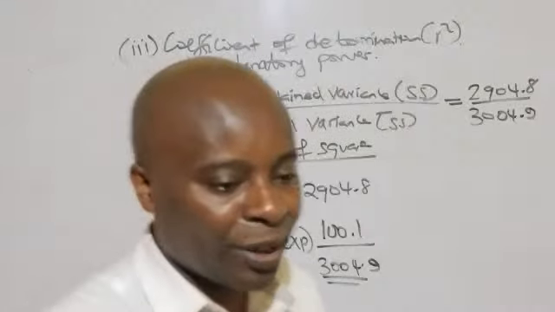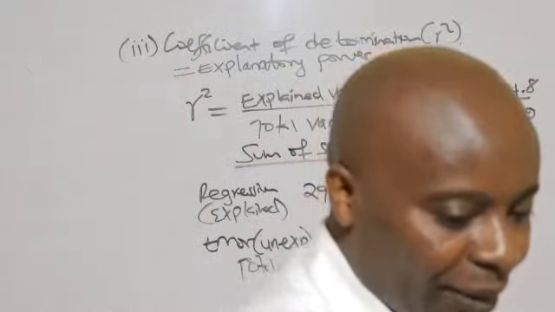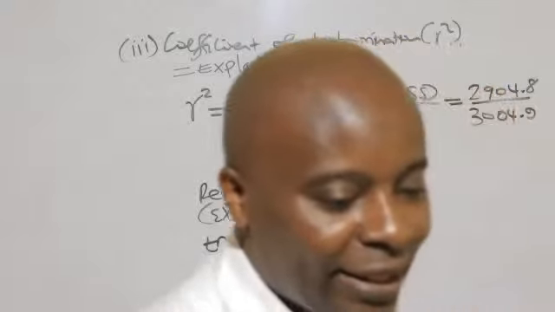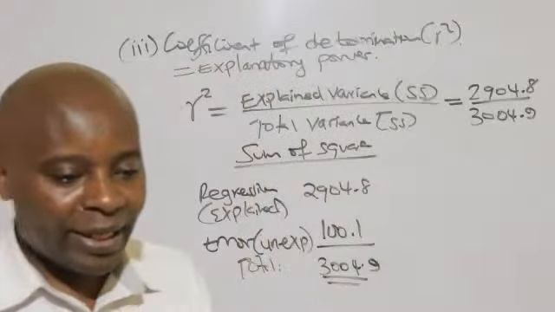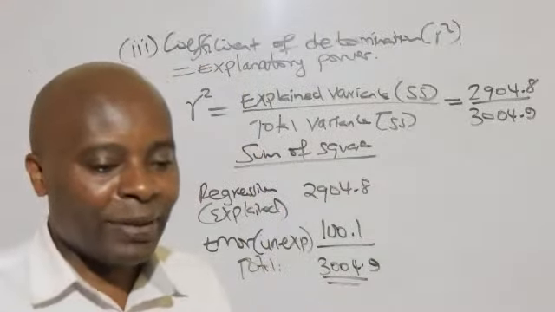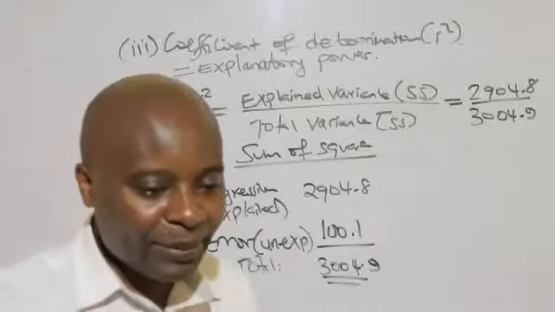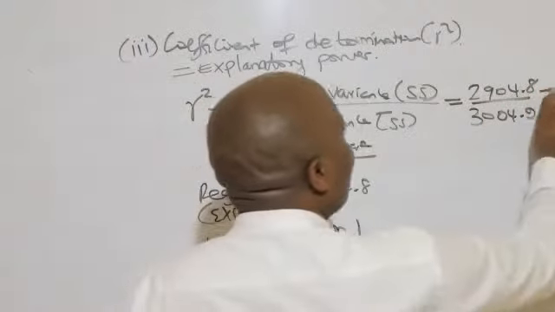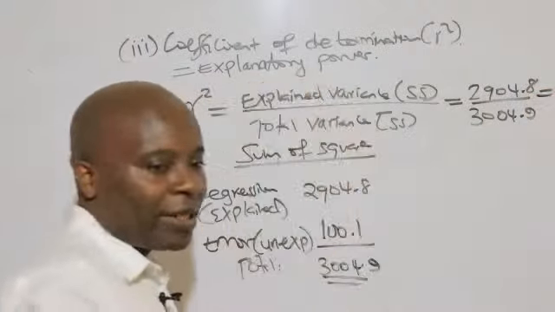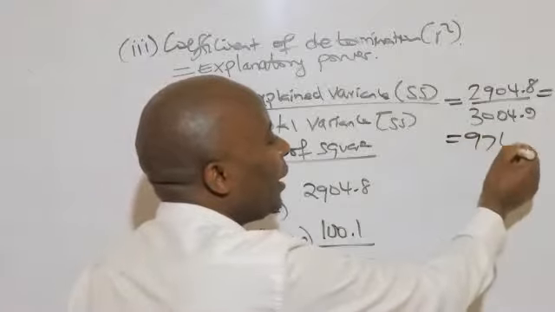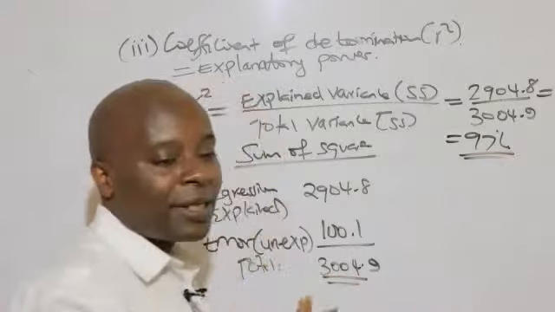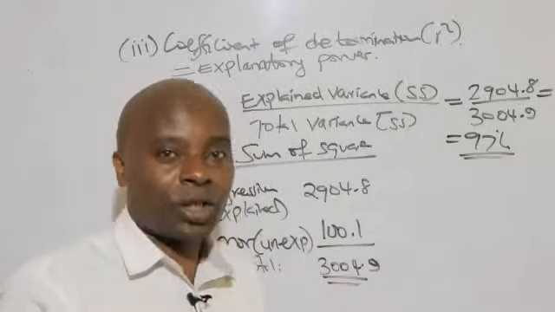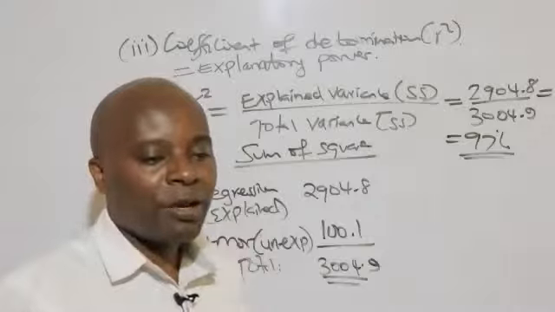What figure am I able to get there? Whatever I get, times 100. Somebody is telling me 97%. So 97% means a perfect model, ladies and gentlemen, a model that is very good for the purpose of prediction.